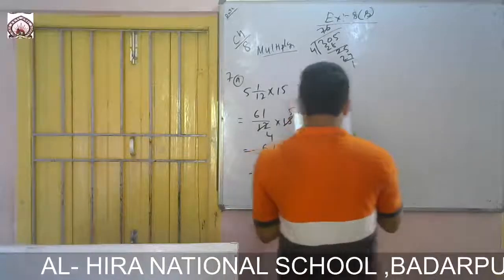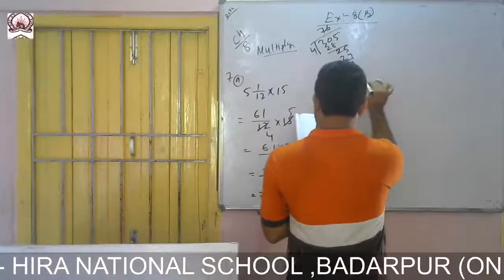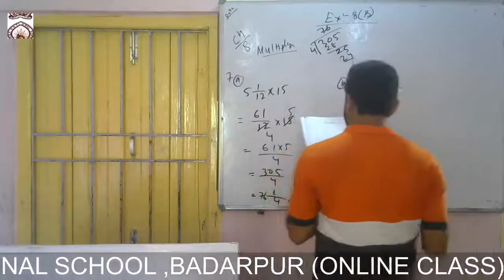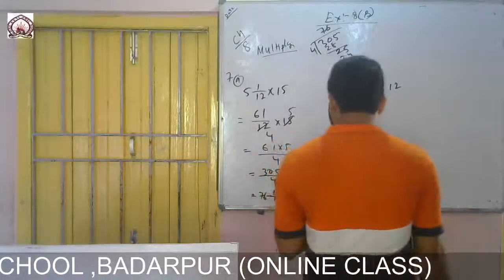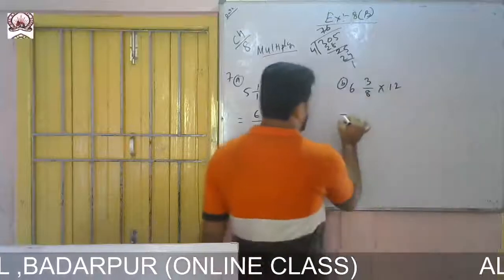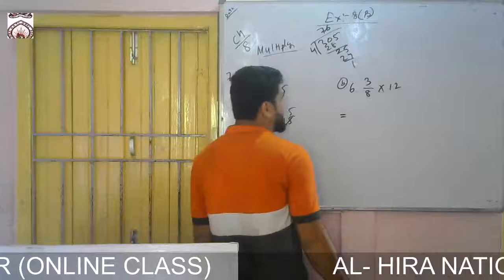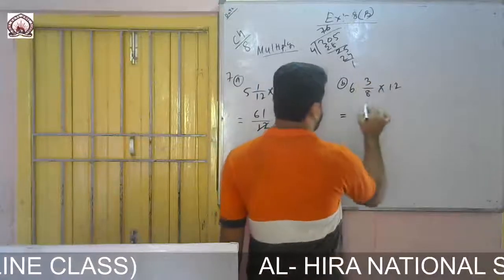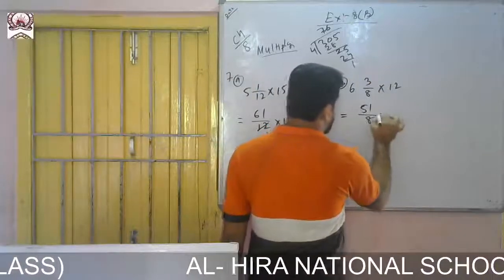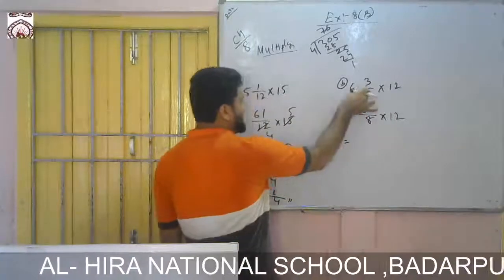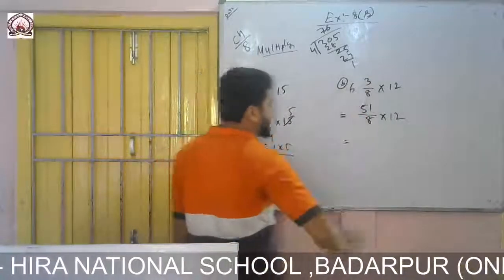Now come to B. B, what is there? 6 3 by 8 into 12. So first you break. 6 8 are 48, 49 50 51. 51 by 8 into 12. First you multiply this one, then you add. These things we have done earlier also.